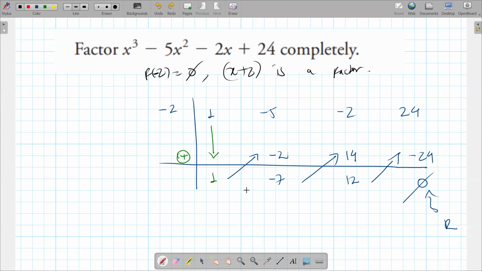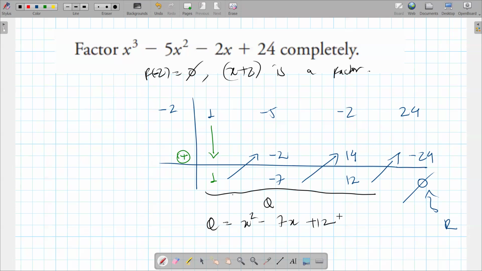So now we have our quotient. What's our quotient? We're dividing a cubic by a linear. It's going to be a quadratic. Okay? We had a cubic. We divided it by a linear function, so x cubed over x is x squared. So this is our quotient. It's a degree 2 polynomial. So what's our quotient actually equal to? What's the polynomial? X squared minus 7x plus 12.